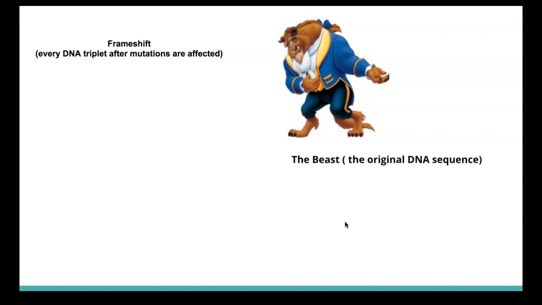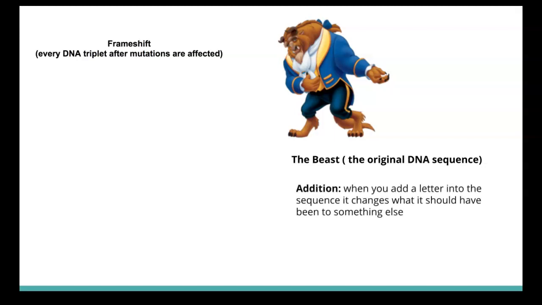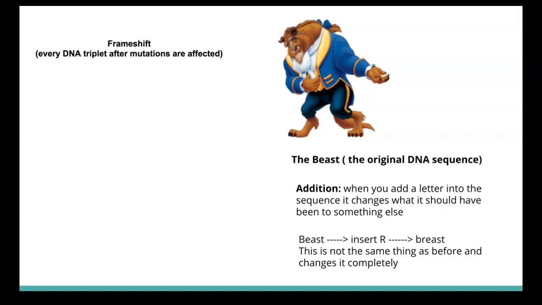So first, I want to give you an example that we're going to be using throughout the video. The word beast, okay, from Beauty and the Beast. So the word beast is our original word. If we had an addition, it would be like adding a letter to beast. Okay, so for example, if I added an R after the letter B, it would make the word breast. Breast is not the same as beast. It means a totally different thing.